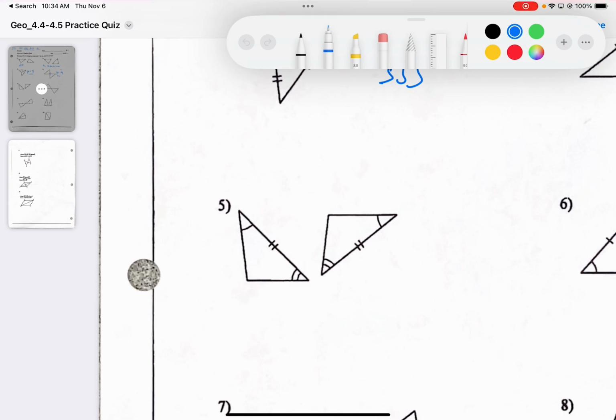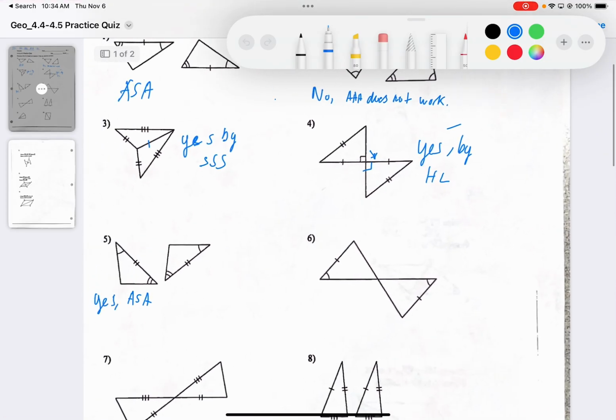Who did number 5 on the board? Ryan, that was you, right? Okay. What'd you say? Angle, side, angle. Another clear visual of angle, side, angle. How'd you know it was angle, side, angle, not angle, angle, side? Because this side connects both angles. Good. All right, cool. Number 6.